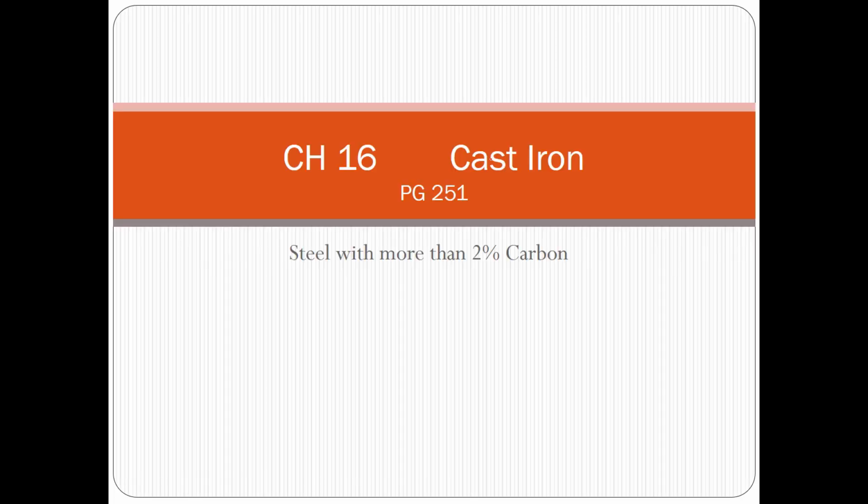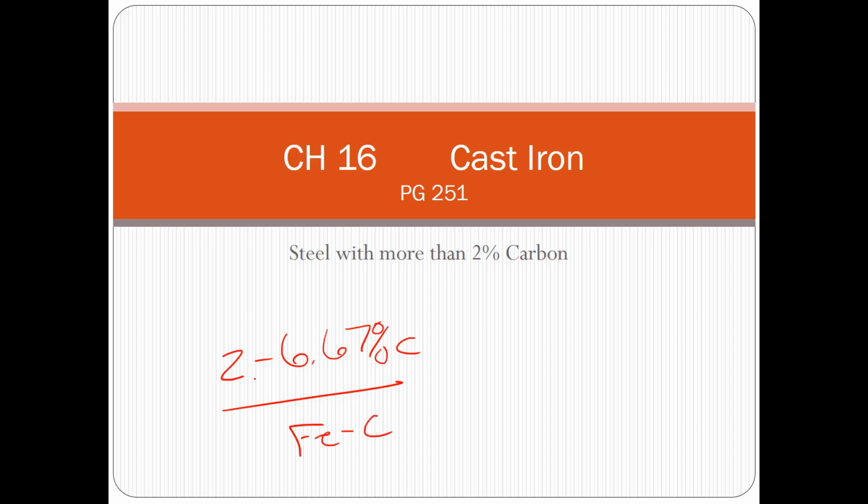Page 251 in your book is where cast irons start. If we look at the iron carbon phase diagram, we find that our cast irons are between 2 and 6.67% carbon content, and that's really kind of the layman's method of defining what cast irons are: they are an iron carbon alloy with 2 to 6.67% carbon content. What is the difference between cast irons and steels? Steels have less than 2%, and cast irons have 2 to 6.67% carbon. That's kind of the layman's terms, easy way to explain it.